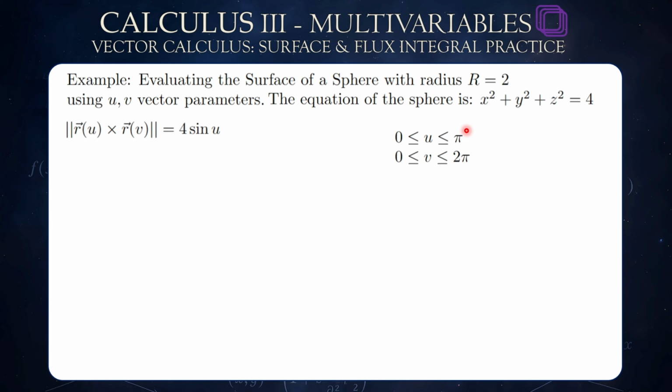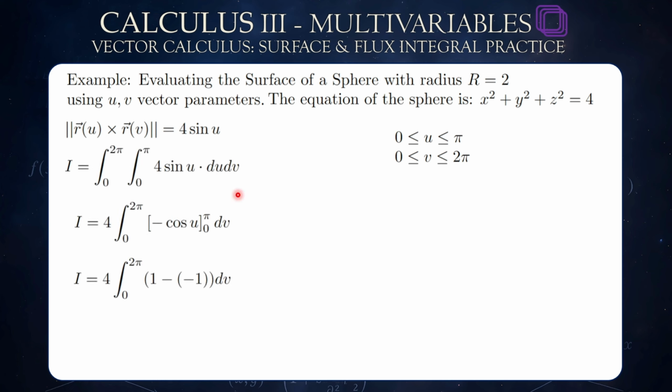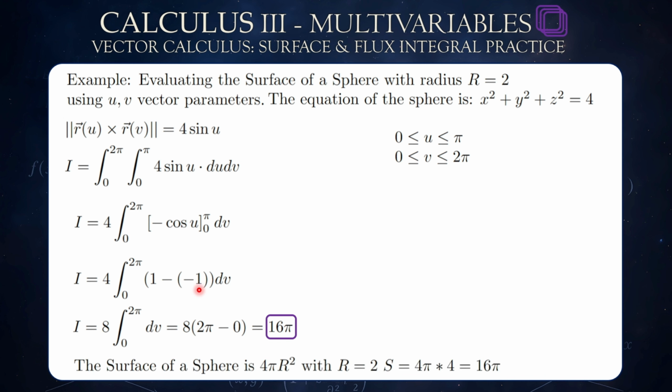U is between 0 and pi. V is between 0 and 2 pi. So I equals the integral from 0 to 2 pi, 0 to pi, of 4 sine u du dv. I equals 4 times the integral from 0 to 2 pi of minus cosine u, the integral of sine u, between pi and 0, which is 4 times the integral from 0 to 2 pi of 1 plus 1, which is 8. Then 8 times the integral from 0 to 2 pi of dv is equal to 8 times 2 pi minus 0, 16 pi.